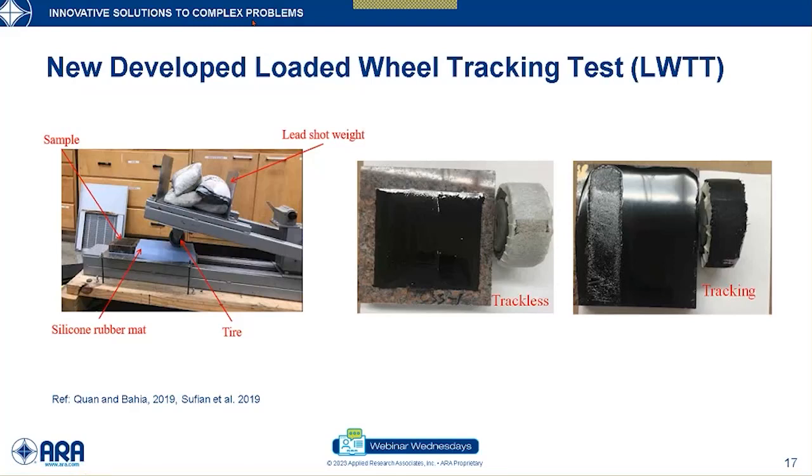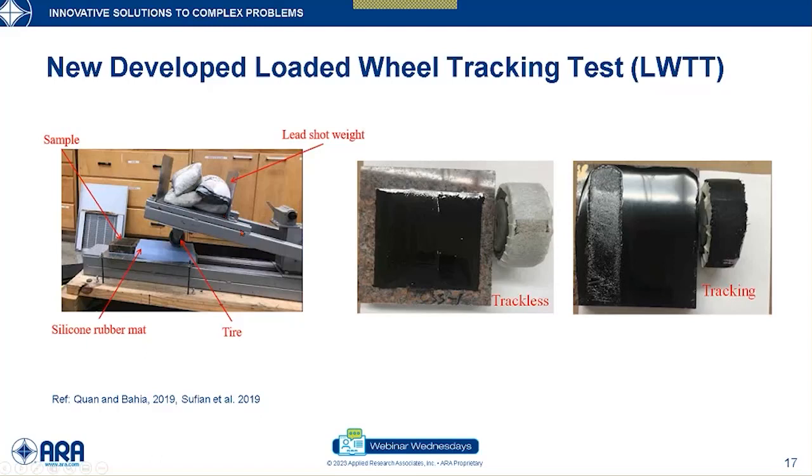Now, the LWT, or the equipment you're seeing in the picture on your screen, is very familiar equipment in the slurry seal industry. Slurry seal is a very familiar preventive maintenance technique, a mixture of fine aggregate and emulsion. So I used this device to see if we can quantify tracking using this test method.